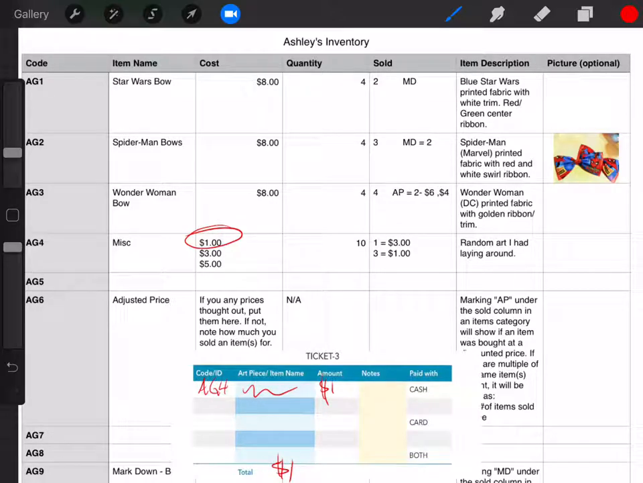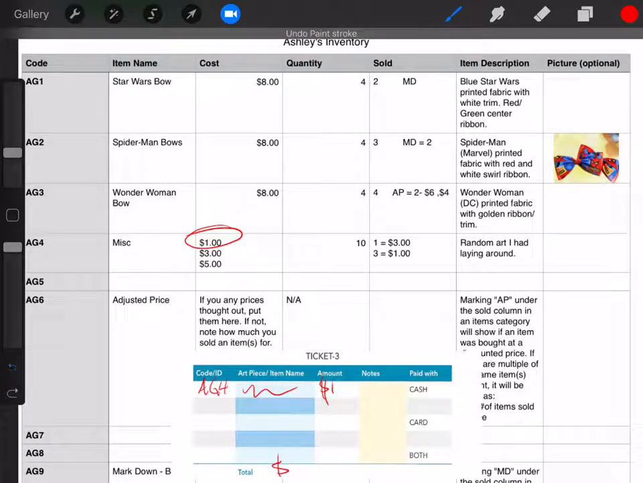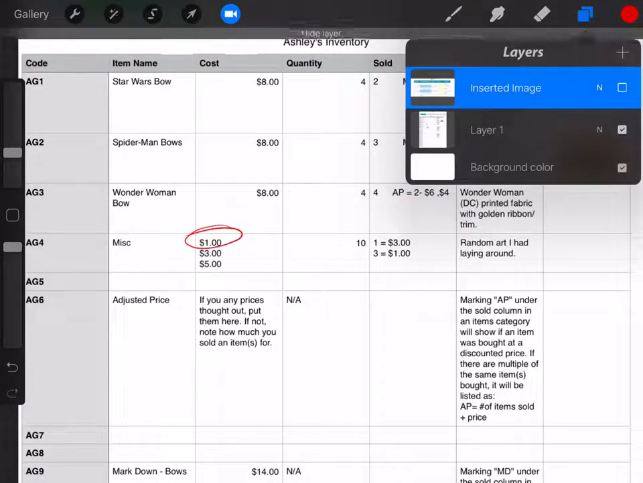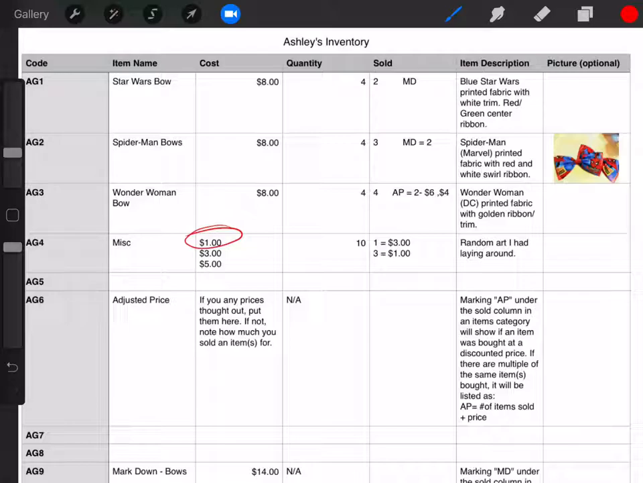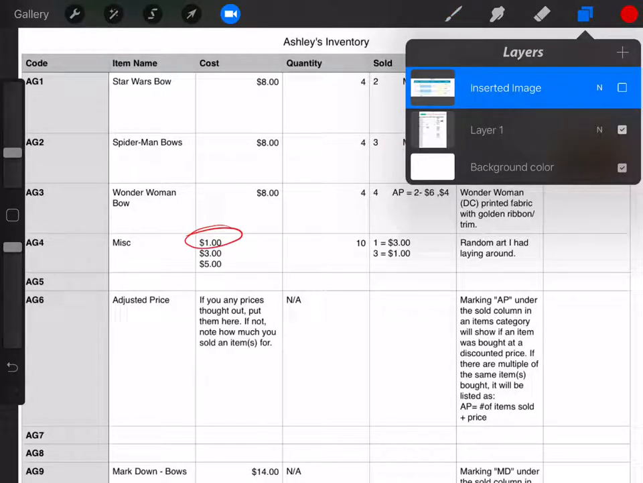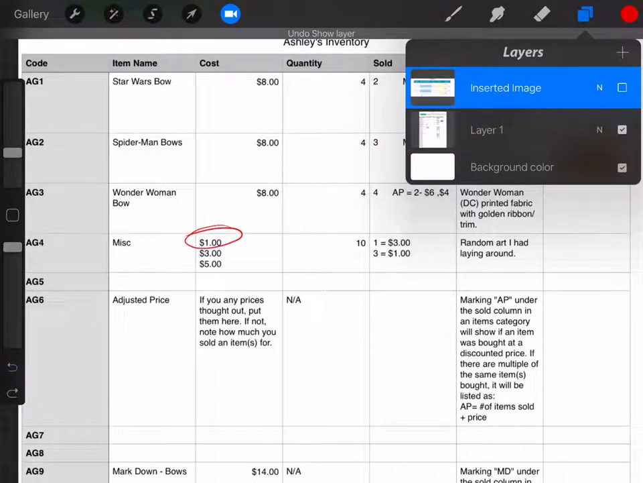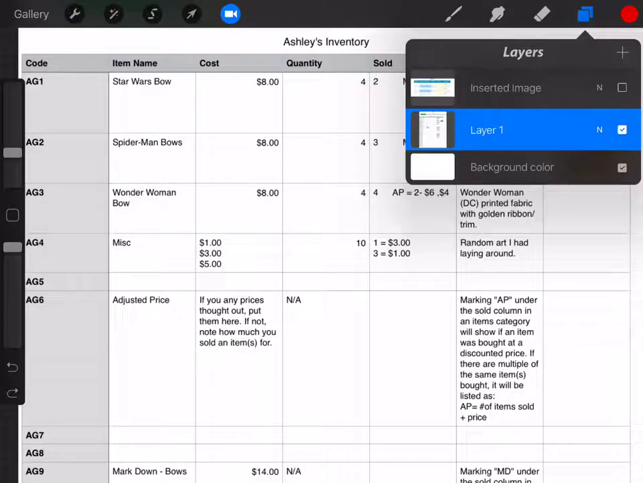You assume they go up to the register. Say you go to the bathroom, you're not paying attention. Well, the customer decides to come back, browse around a little bit more. They put the dollar item back and they end up picking up your Spider-Man bow. Okay, sorry about that, technical difficulties. So again, they go and they pick up a Spider-Man bow.